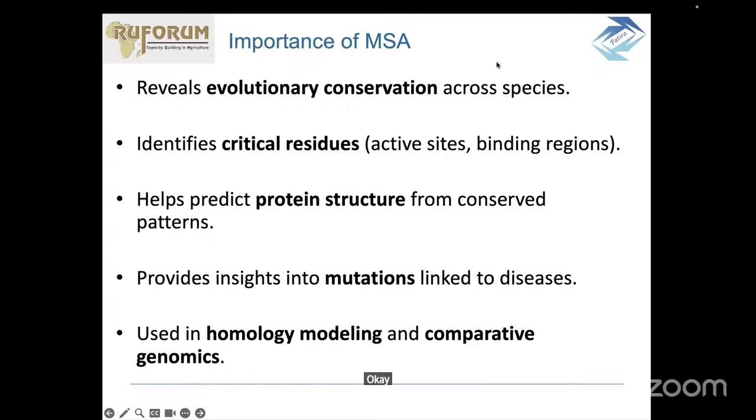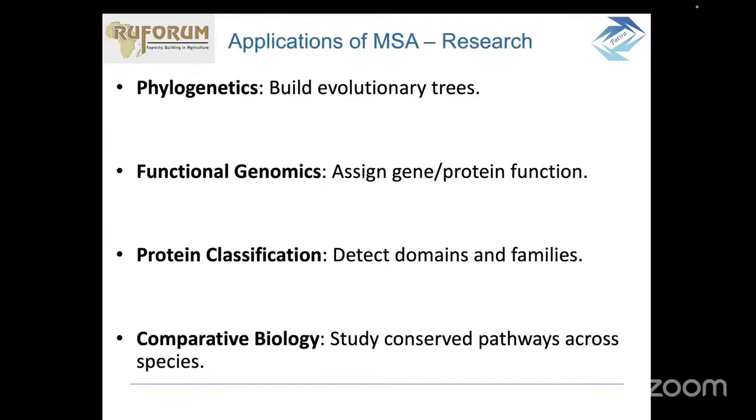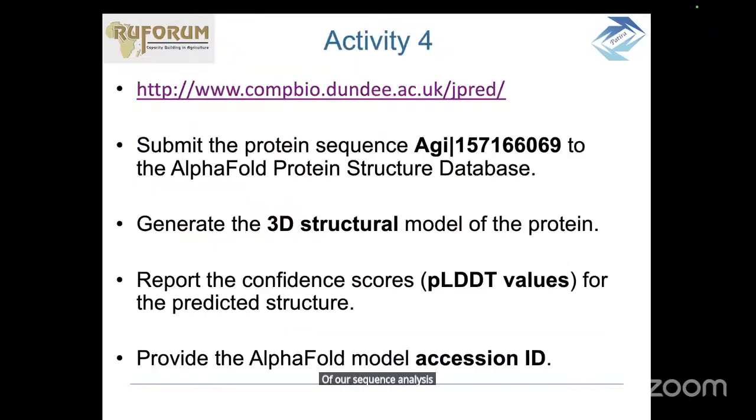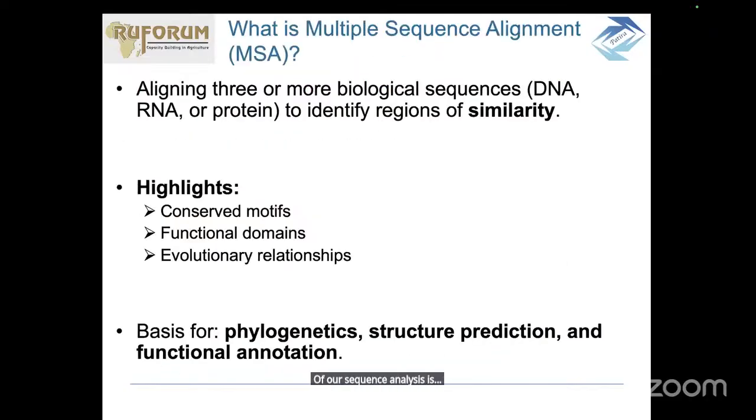Okay, the last part of our sequence analysis is multiple sequence alignment. So we covered DNA, RNA, we covered protein, and the subunit of protein, that was amino acids.